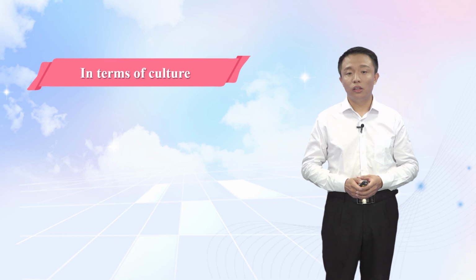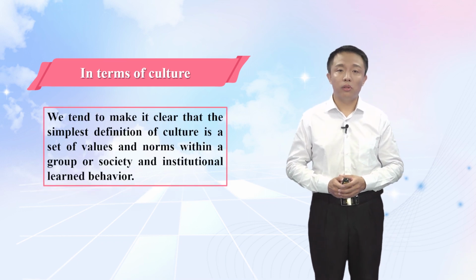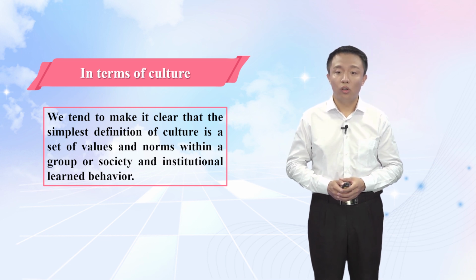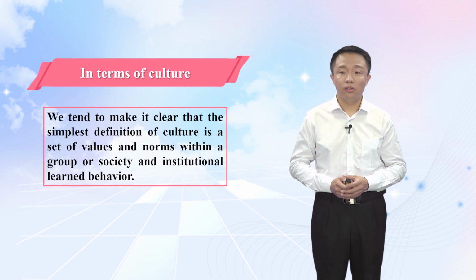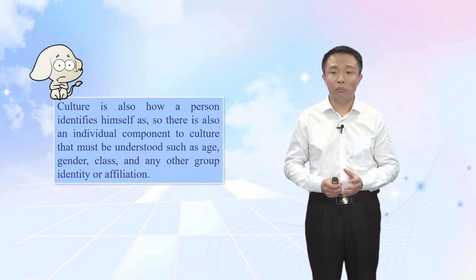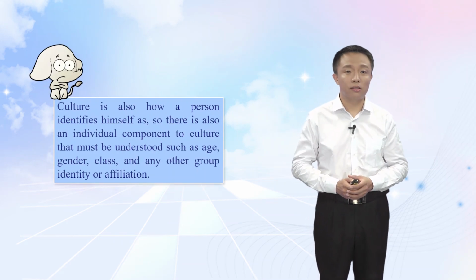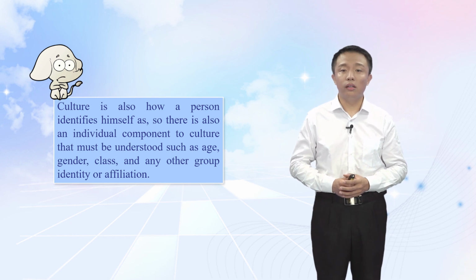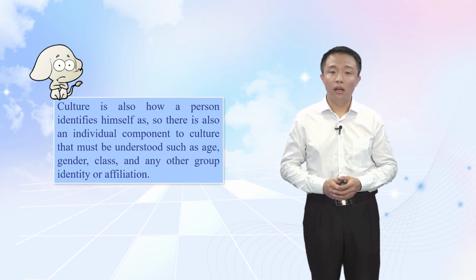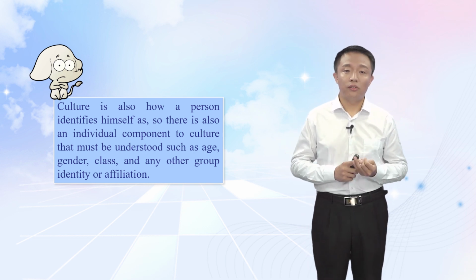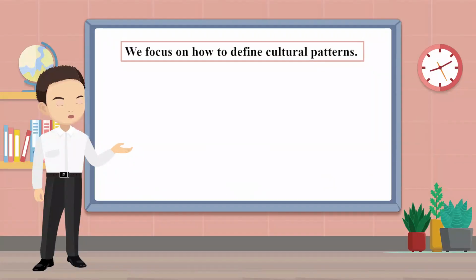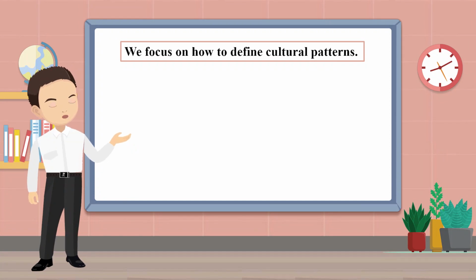In terms of culture, we tend to make it clear that the simplest definition of culture is a set of values and norms within a group or society, and institutional learned behavior. Culture is also how a person identifies himself. So there is also an individual component to culture that must be understood, such as age, gender, class, and any other group identities or affiliation. We focus on how to define cultural patterns.